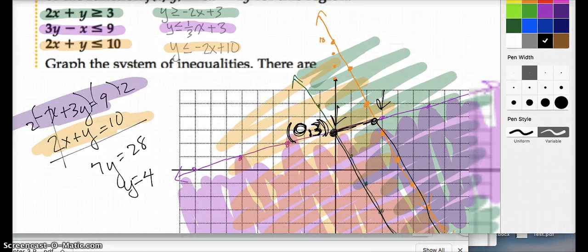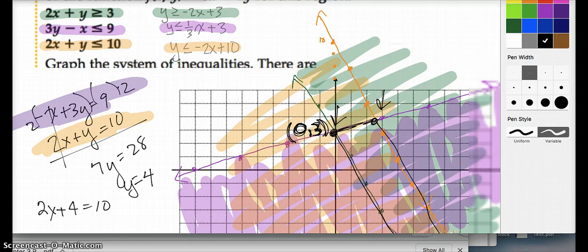All right, so now with that, we're going to take our 4 and plug it right back into the equation to figure out the corresponding x value. So I'm going to take this orange equation: 2x plus 4 equals 10. Subtract 4 on both sides. I end up with 2x equals 6, and therefore x is equal to 3. So this point, looks like my graphing was pretty much off, is going to be (3, 4).